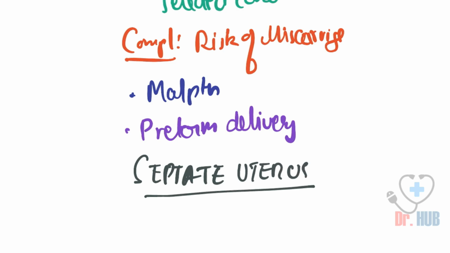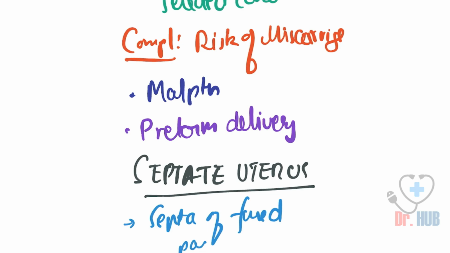So the feature of a septate uterus is that the septum of the fused part persists. So this is the explanation. Now we go ahead with looking at the treatment.